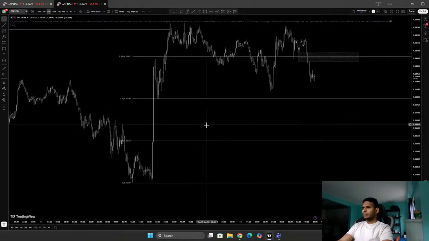Now we are probably expecting the price to rebalance this gap. I don't know when it's going to happen. Let me see.